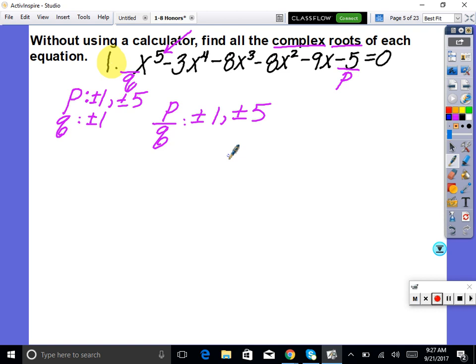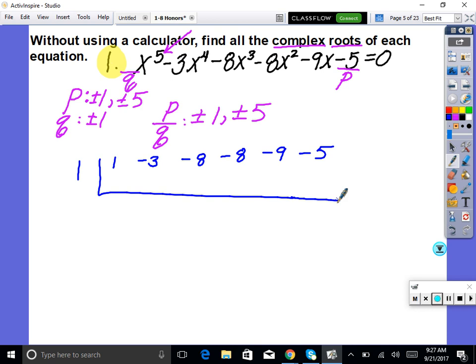So let's start with 1 and test out 1. Here we go. 1, negative 3, negative 8, negative 8, negative 9, and negative 5. Now on the homework, if you forgot to put in, like let's pretend there was no x to the 4th, you can't forget to put in 0. I've had a few people come in and ask me. Good point. So you just can't forget that if you're missing some value, you've got to put in a 0 as a coefficient. Okay, let's go through this pretty quickly here.